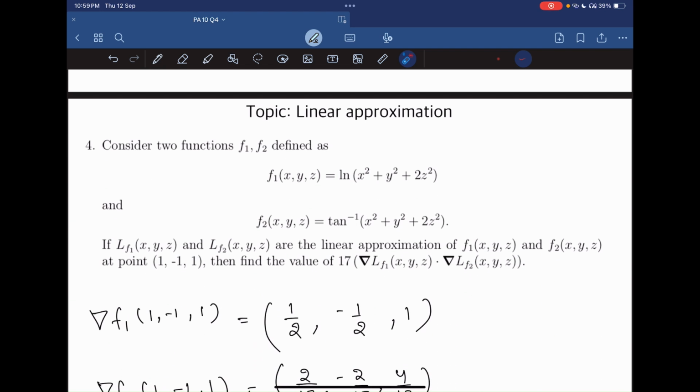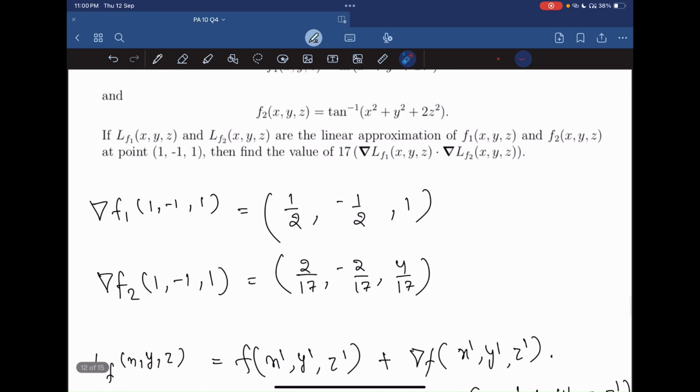Now let's look at another way to solve this problem. What we previously did was calculate this quantity. For that, we first calculated the partial derivatives of both these functions. Then we found the linear approximation of this function at the point 1, minus 1, 1. Then we found the gradient of that linear approximation function, and then we took the dot product of these two quantities, and 17 times that gave the result. So this was quite tedious work. Now we are going to look at a shorter approach for the same question.